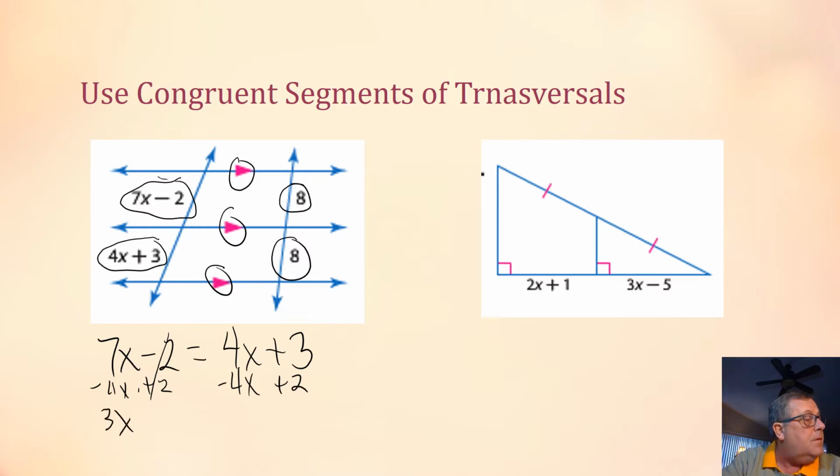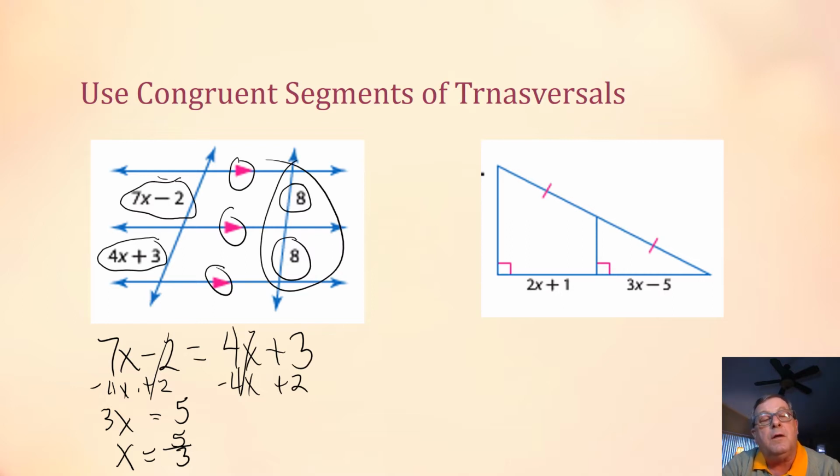And then 4x is going to cancel. 3 plus 2 is equal to 5. We're going to divide both sides by 3. And x is going to equal 5/3. Okay? Not too bad. Congruent segments of transversals. These 2 are congruent. That means these 2 are congruent. We got 3 parallel lines.